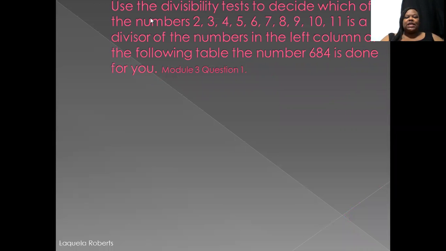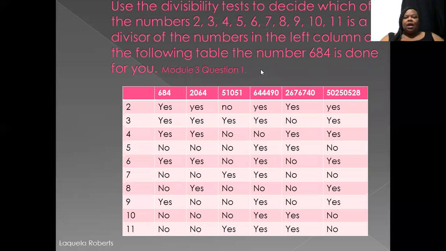All right, as you see, question 1 is use the divisibility rules to decide which of the numbers 2, 3, 4, 5, 6, 7, 8, 9, 10, 11 is a divisor of the numbers in the left column of the following table. The number 684 is done for you.